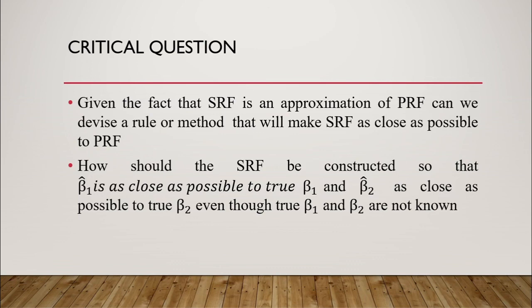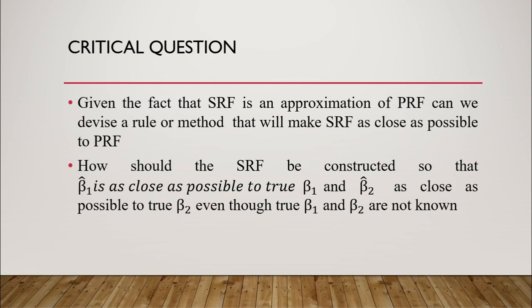So the critical question is, given that the sample regression function is an approximation of the population regression function, can we devise a rule or a method that will make the sample regression function as close as possible to the population regression function? Always our aim is to make the sample regression function as close as possible to the population regression function.